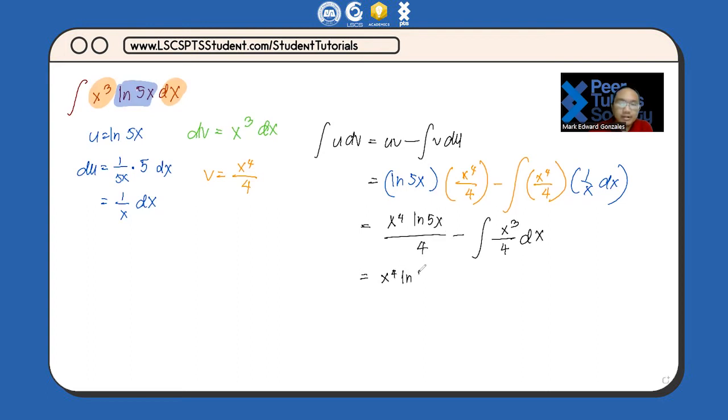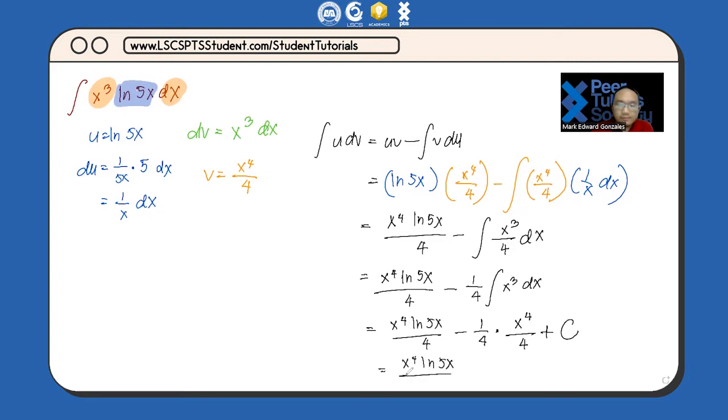x raised to 4, natural logarithm of 5x over 4 minus, put 1/4 over here, integral of x cubed dx, we factored out 1/4. We use the power rule over here, copy the minuend for the subtrahend, we will get 1/4, and this will be multiplied by x raised to 3 plus 1 is 4 over 4, plus the constant of integration. Simplifying things, we get this. Plus C. So this completes this problem on the board.